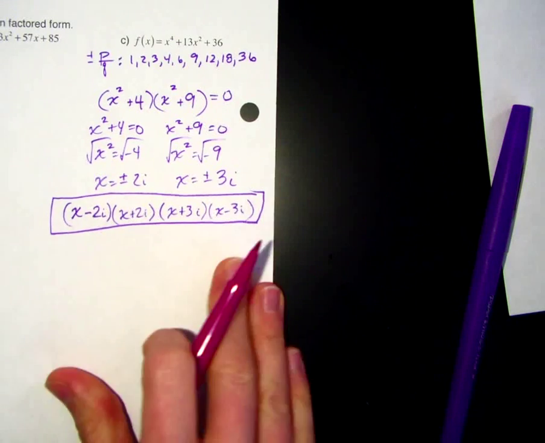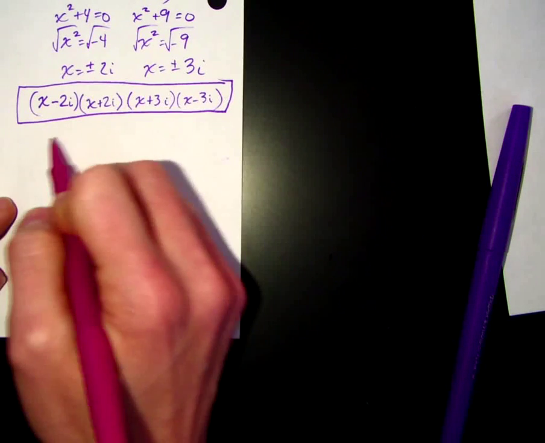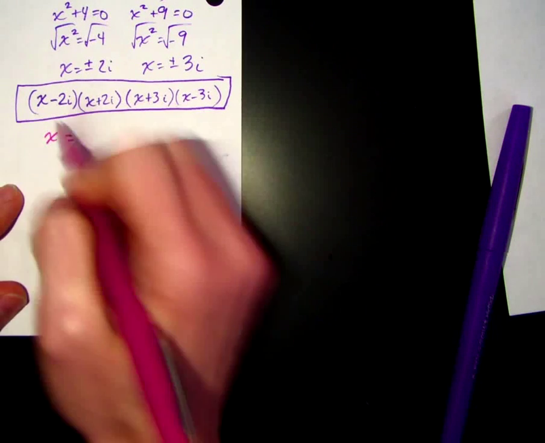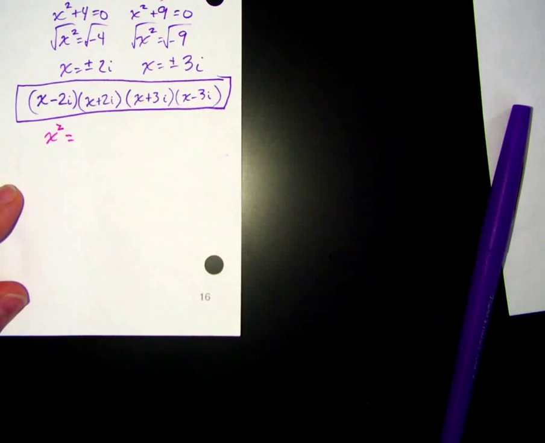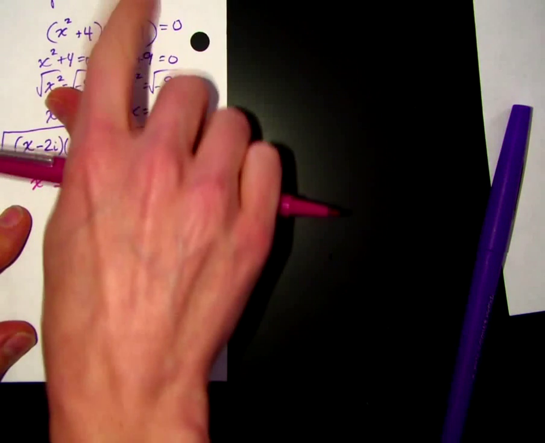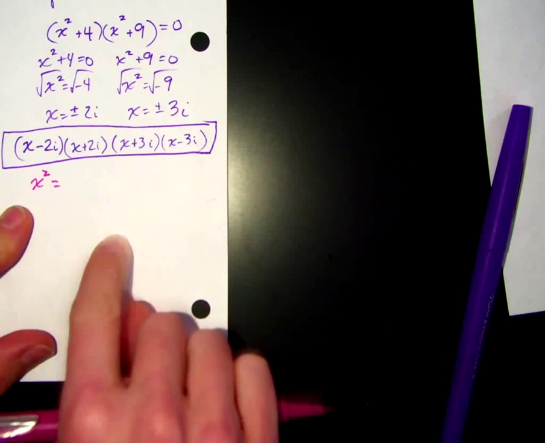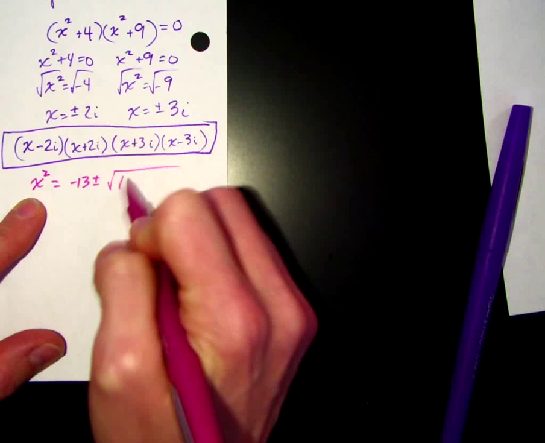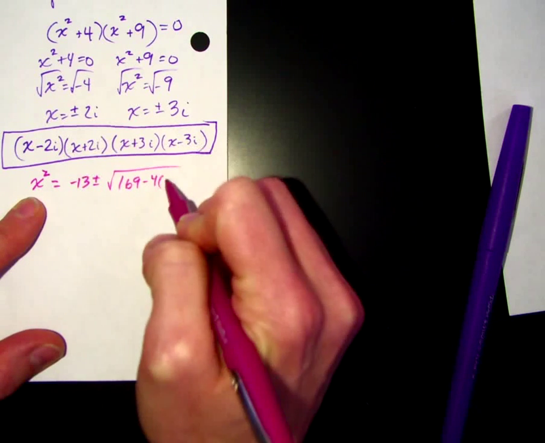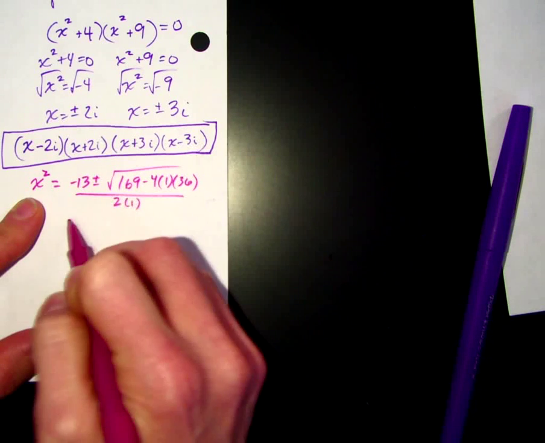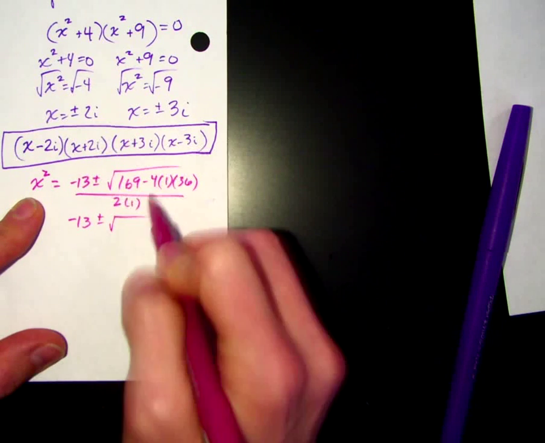All right, if we treated this like a quadratic, instead of saying x equals the quadratic formula, I would actually just say x squared equals the quadratic formula. Okay, because we would normally be solving for x, but in this case, because it's x to the 4th, it's really x squared that would end up getting solved for. So we would have the opposite of b plus or minus a square root of b squared minus 4 times a times c all over 2a, and that's negative 13 plus or minus a square root 4 times 36.